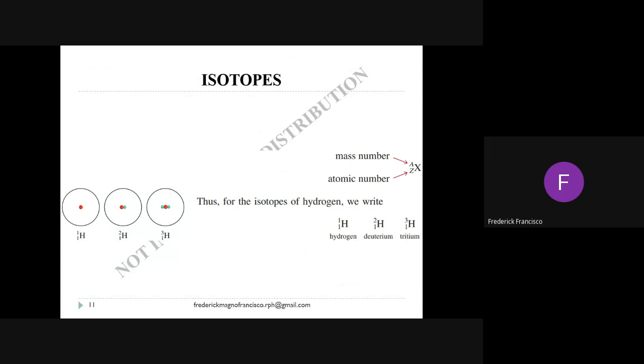Atoms of a given element do not all have the same mass. Most elements have two or more isotopes, atoms that have the same atomic number but different mass numbers. For example, there are three isotopes of hydrogen. One, simply known as hydrogen, has one proton and no neutrons. The deuterium isotope contains one proton and one neutron. And tritium has one proton and two neutrons.